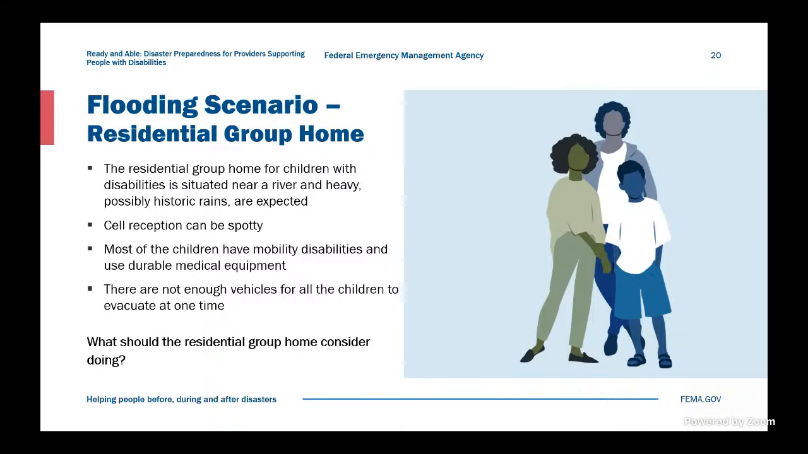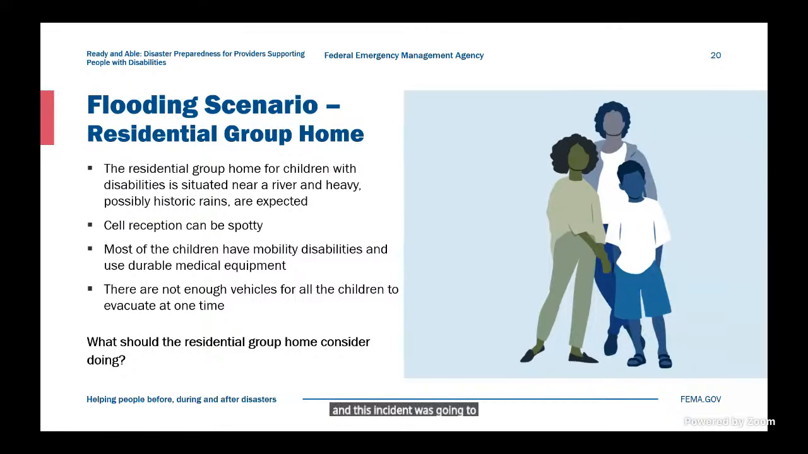So, the residential group home for children with disabilities is situated near a river and heavy, possibly historic rains are expected. Cell reception can be spotty. Most of the children have mobility disabilities and use durable medical equipment. There are not enough vehicles for all the children to evacuate at one time. What should the residential group home consider doing? So, if you worked at this residential group home and this incident was going to happen, what are the types of things that you would think about needing to do?